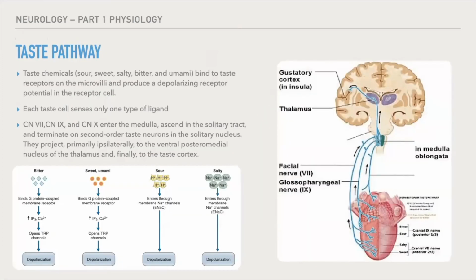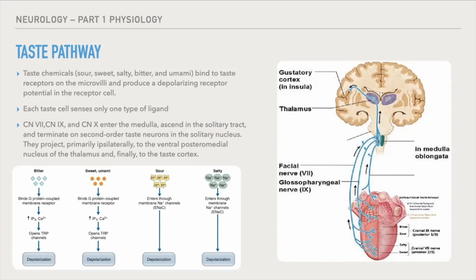Each taste cell senses only one type of ligand. So each cell is responsible for detecting one of the sour, sweet, salty, or bitter flavors. These taste chemicals bind to the taste receptors on the microvilli and produce a depolarizing receptor potential in the receptor cell. The ligands activate the taste cell, and there are various different intracellular pathways depending on which cell and which taste chemical.